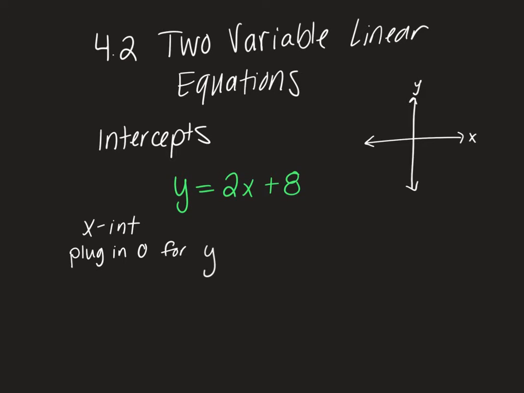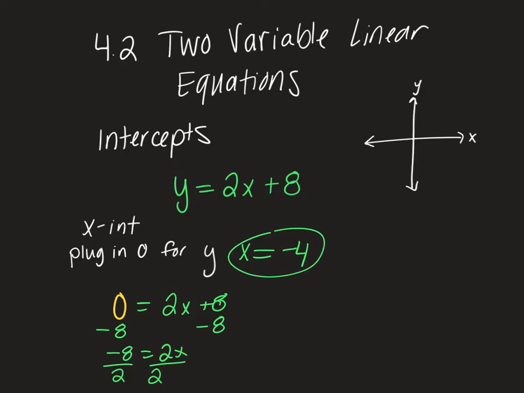So we're going to plug in 0 for y and solve our equation for x. So we've got 0 equal to 2x plus 8. Then we would move the 8 over to the other side. So we get negative 8 equals 2x, then divide by 2. So our x-intercept would be negative 4. To put that on the graph, we would go to x equals negative 4. We're going to go to the left 4, and put a dot right there.